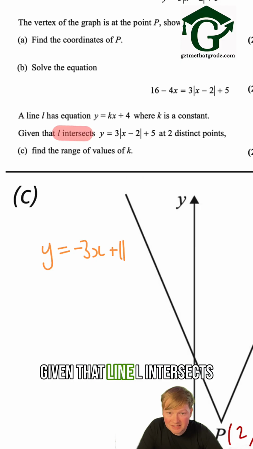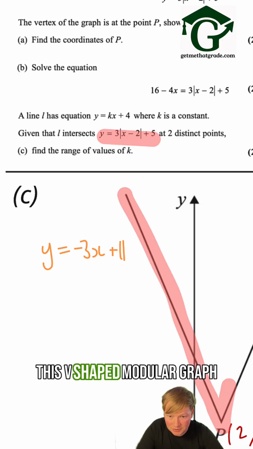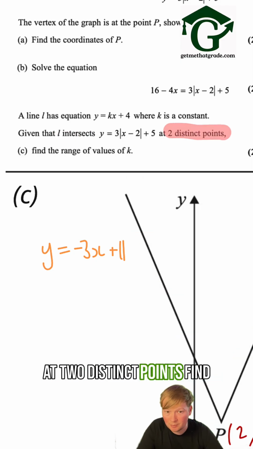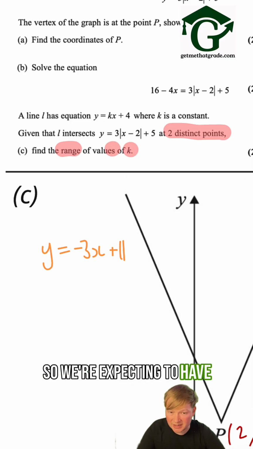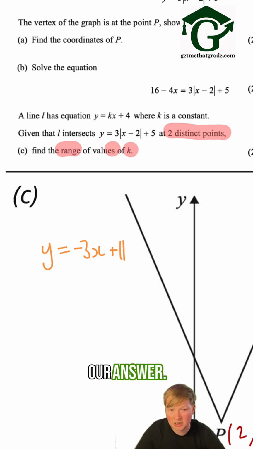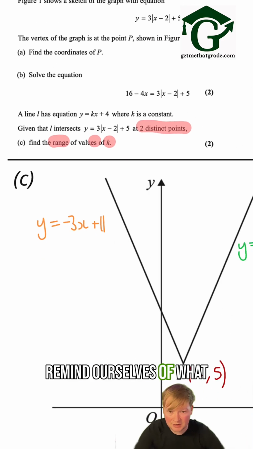Given that line L intersects this V-shaped modulus graph at 2 distinct points, find the range of values of k. So we're expecting to have some kind of inequality as our answer. It's talking about a range of values in plural. Okay, let's just remind ourselves of what we found so far.